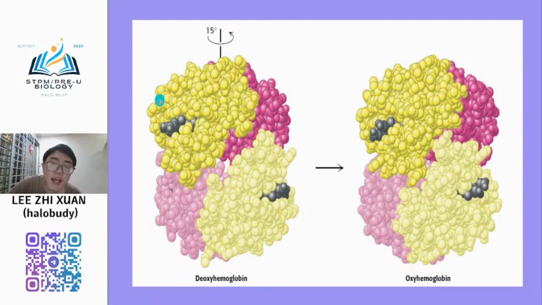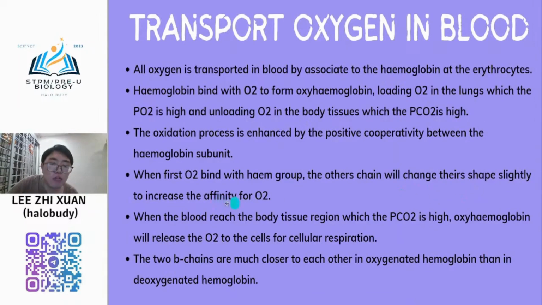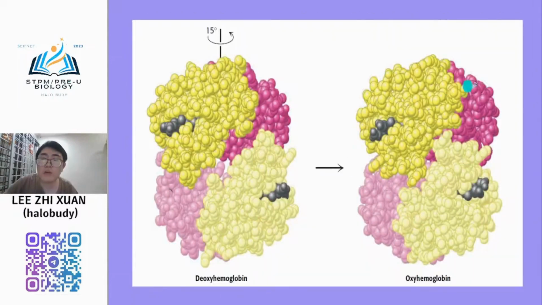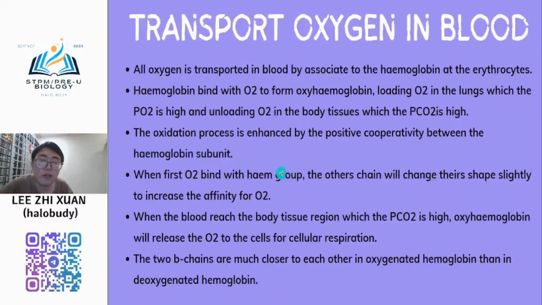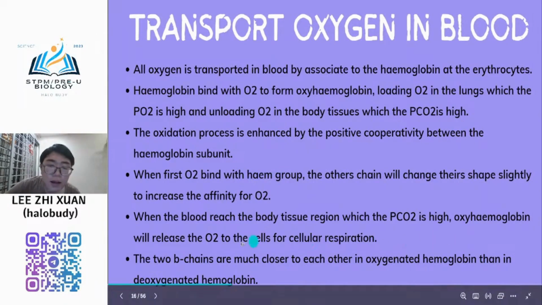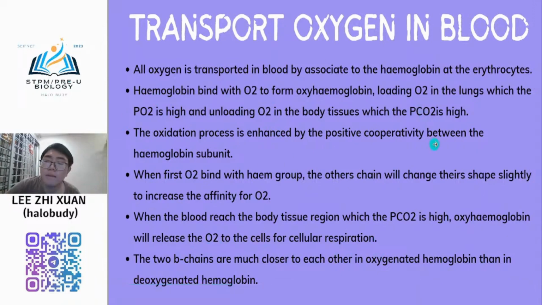Meaning that once oxygen binds to any polypeptide chain inside the hemoglobin, the shape of the hemoglobin will change. And this change in shape increases the affinity for oxygen, meaning that when another oxygen molecule wants to bind to the second chain inside the hemoglobin, it will bind more easily. Just theory, just want to let you know. I think that's all for this. You can read it yourself.